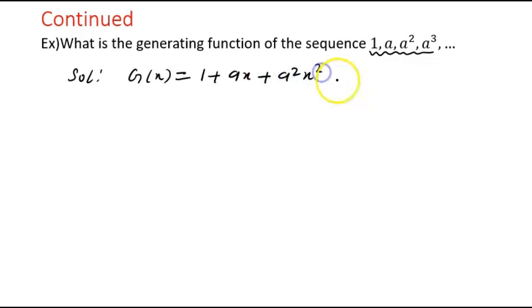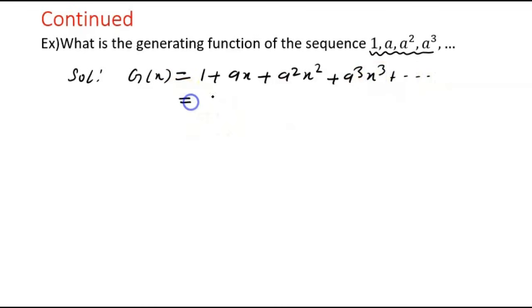Suppose I have to write the generating function corresponding to this sequence. So what will be the generating function? G(x), I will write the constant term 1, then the next term, the coefficient of x, ax, then the next term a square x square, then the next term a cube x cube, and so on.